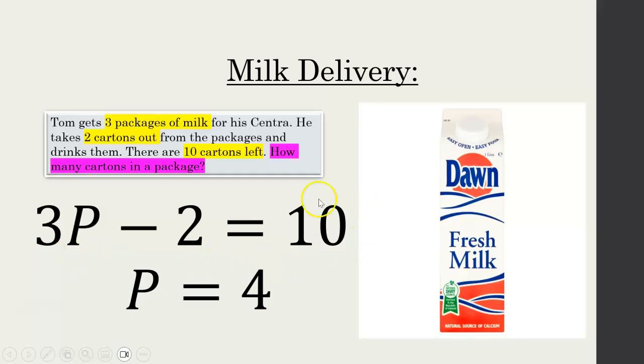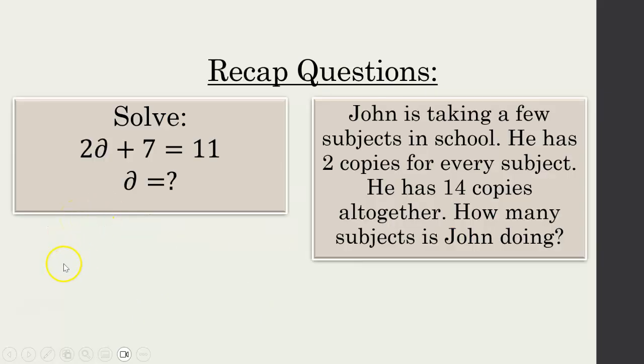That's the algebra way of writing it out. We don't really use the boxes. Instead, we write the letter. So the variable in this case is p. Okay, here are some recap questions that you can do, and then I'll go and correct them.